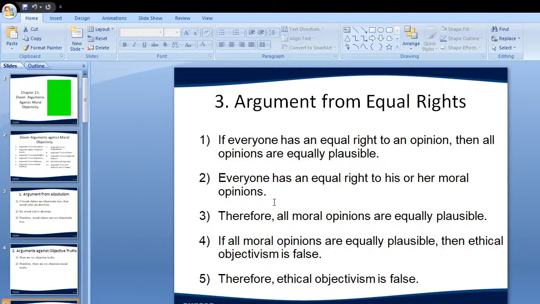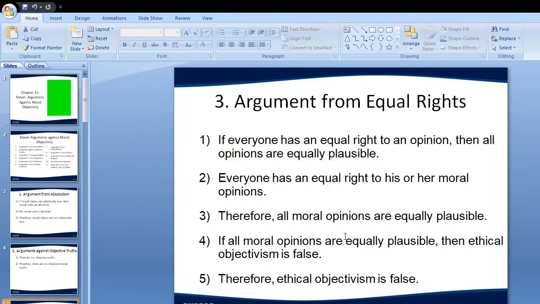Call it the argument from equal rights, man. Legalize it, man. Legalize moral skepticism, man. Criminalize objective morality, man, for equal rights. That's what we're going to do.